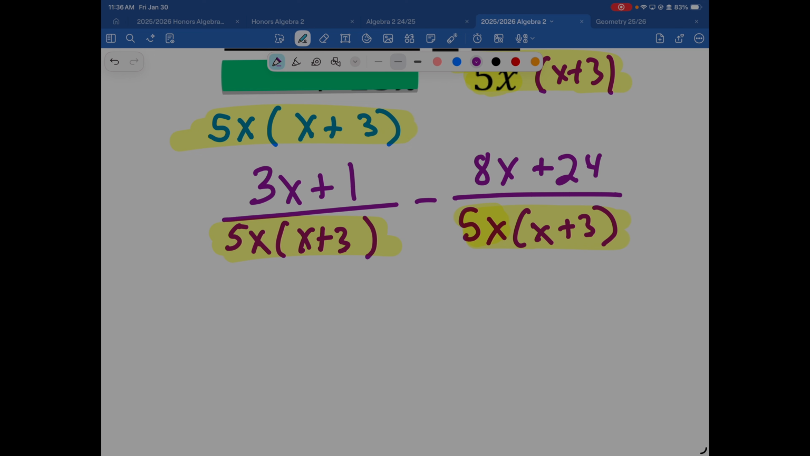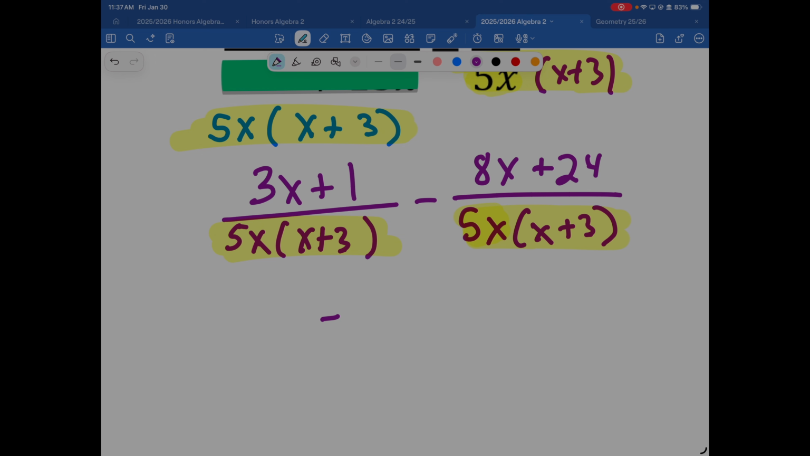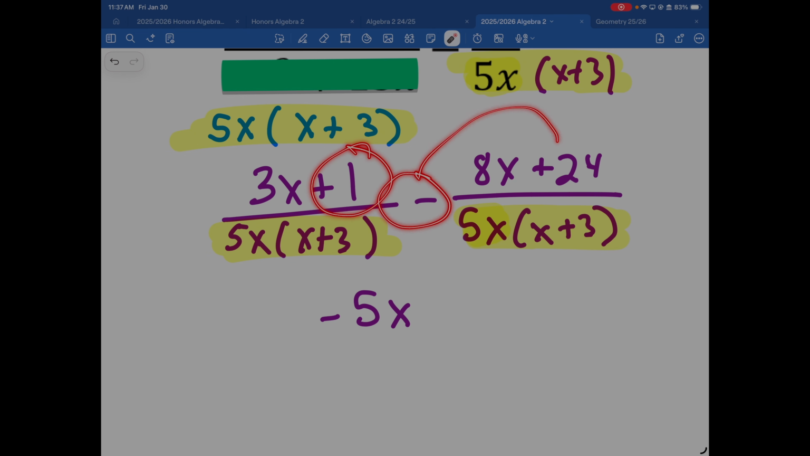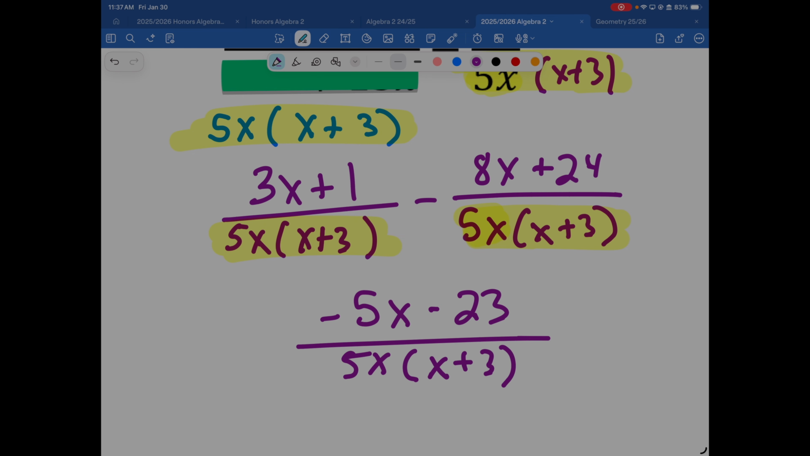Perform the operation. 3x minus 8x. 3 minus 8 is negative 5 x's. Now the one everybody messes up. 1 minus 24. 1 minus 24 is negative 23, all over 5x times x plus 3.